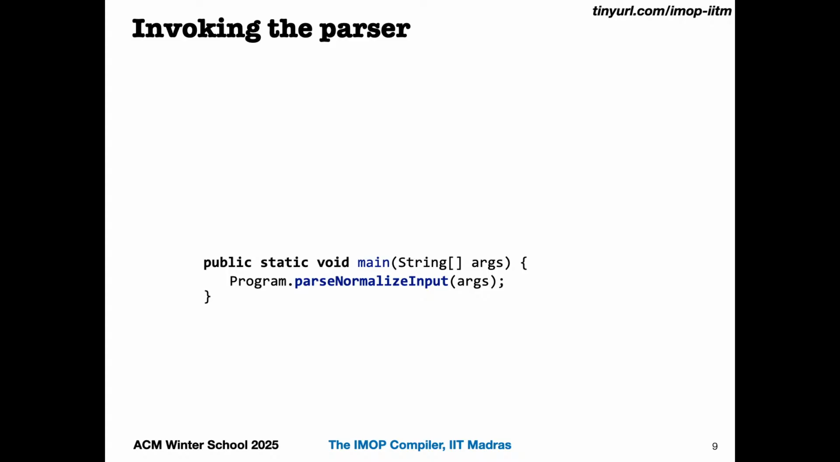In your demo 0, there is a main function. There you can do program.parse normalize input, and this args is the command line file name. It's a file on your file system. If you give that file name, it will create the AST for you. Okay.